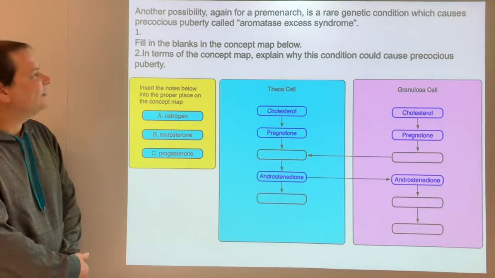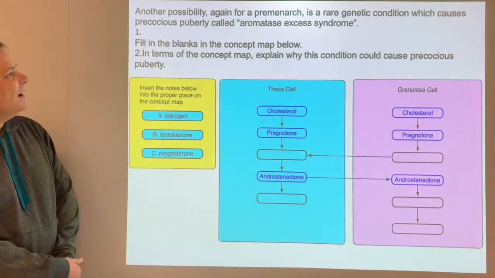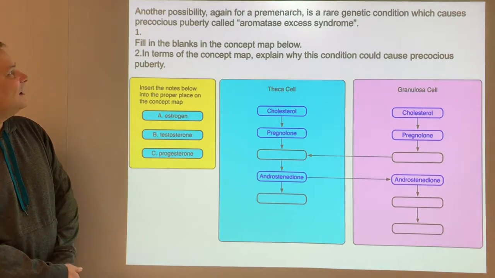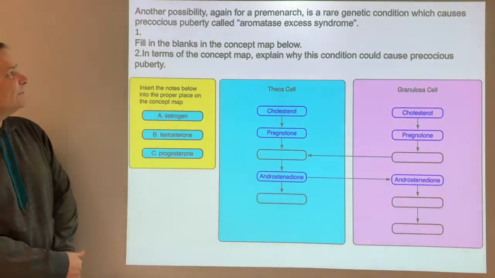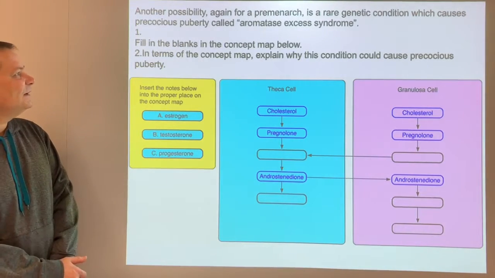And another possibility, a rare genetic condition which causes precocious puberty, that is, your estrogen goes up at a very early age.